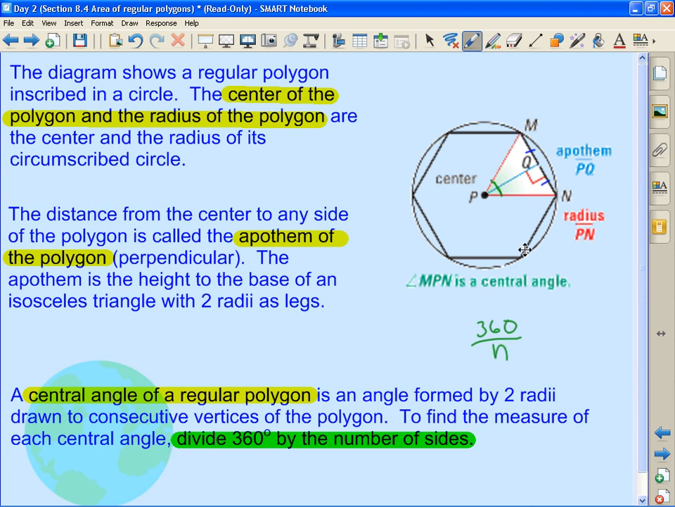In this case, there are 6 sides, so to find the measure of this central angle, I'm going to take 360 and divide by 6, which means that my central angle is 60 degrees. That's going to help us find the area of the triangle, because we'll use the trig that we've learned in the past. You need to pause this video and make sure you get all of this information down, because this is the terminology that we are going to use in class.